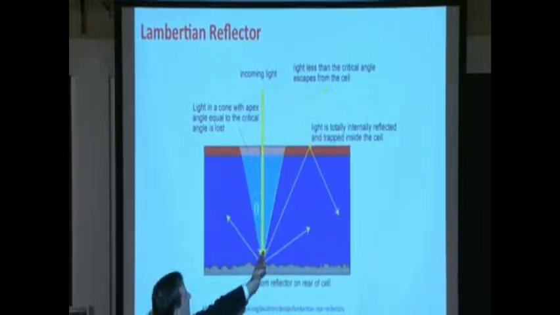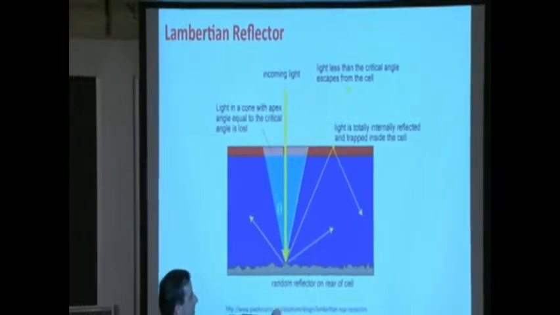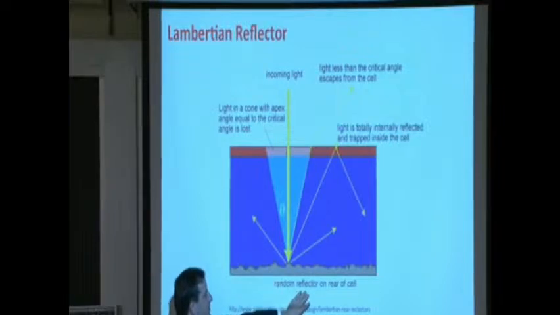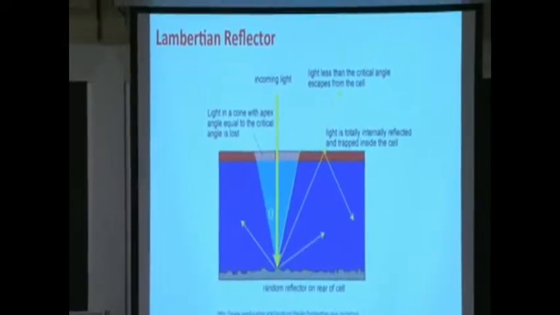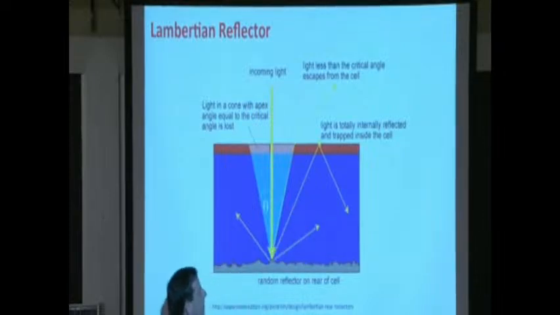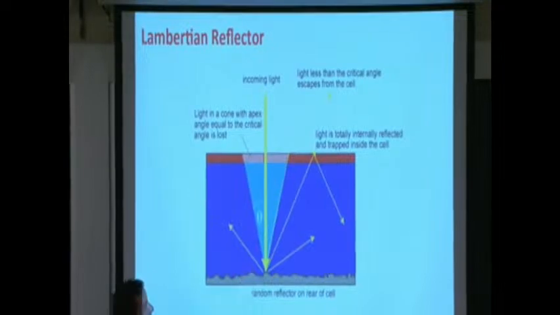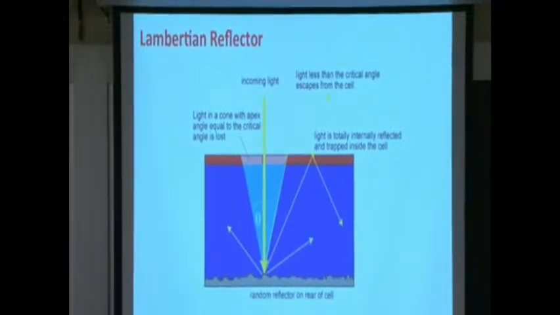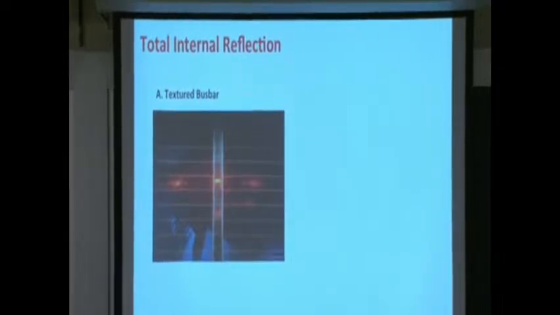You'd have incoming light. Let's ignore front surface texturing for now. Let's just focus on the backside. If you have some random, as they call it, a randomly texturized reflector on the back that reflects off in, say, a Lambertian fashion, you'll have some fraction of that light scattered off at an angle that is large enough relative to the surface normal that it is trapped by total internal reflection.